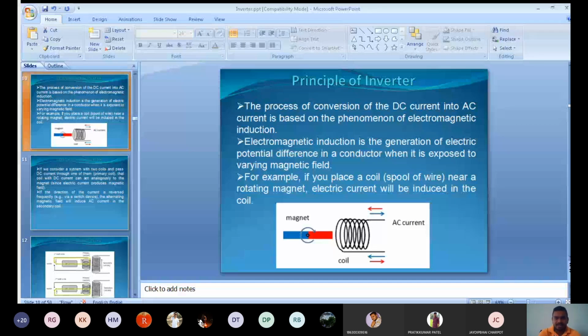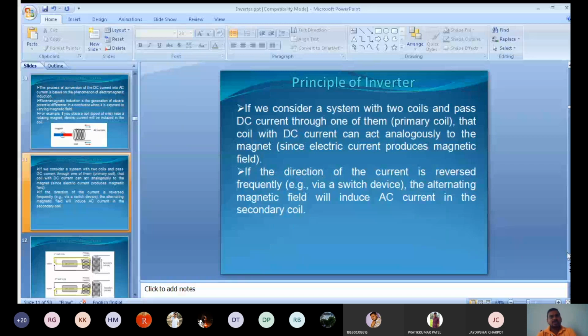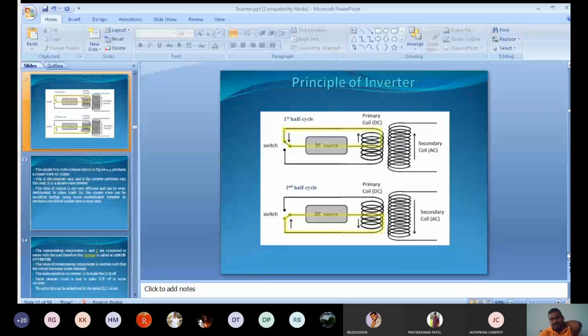This principle you already studied in electrical machines. Okay, so now the basic circuit of this principle of inverter. These are the two coils. This is the one coil, this is the second coil. So we assume that this is the primary coil and this is the secondary coil. Primary coil means the coil to which the supply is given, that is known as the primary coil.